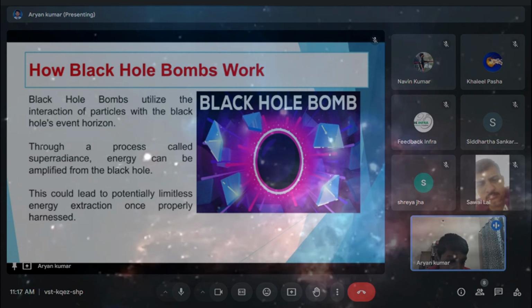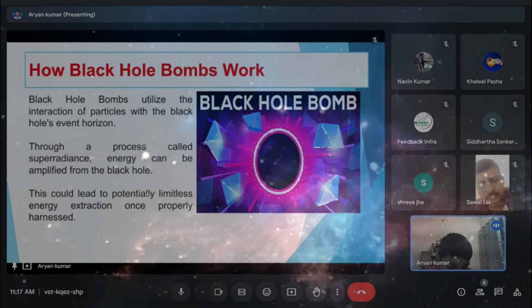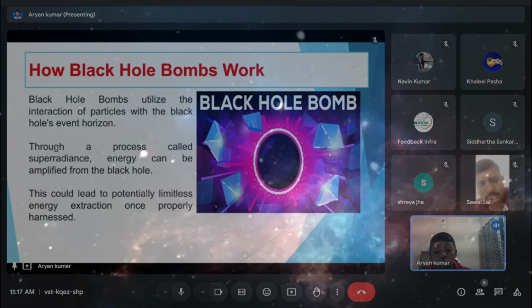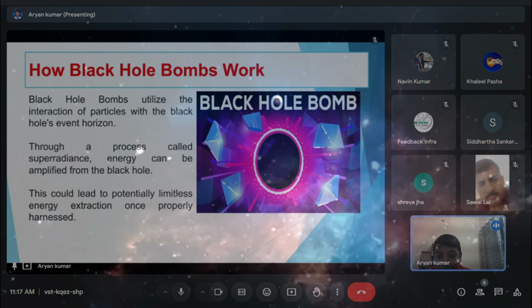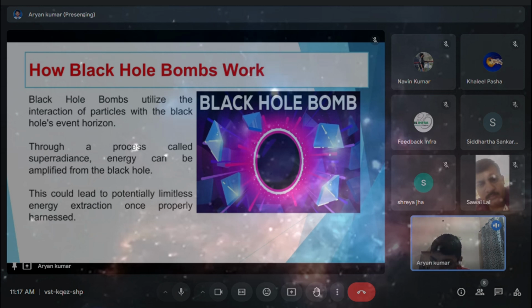Every time it bounces off the glass and the black hole, it gets stronger and stronger, and we can collect its energy by opening some windows. So yes, how do black hole bombs work?